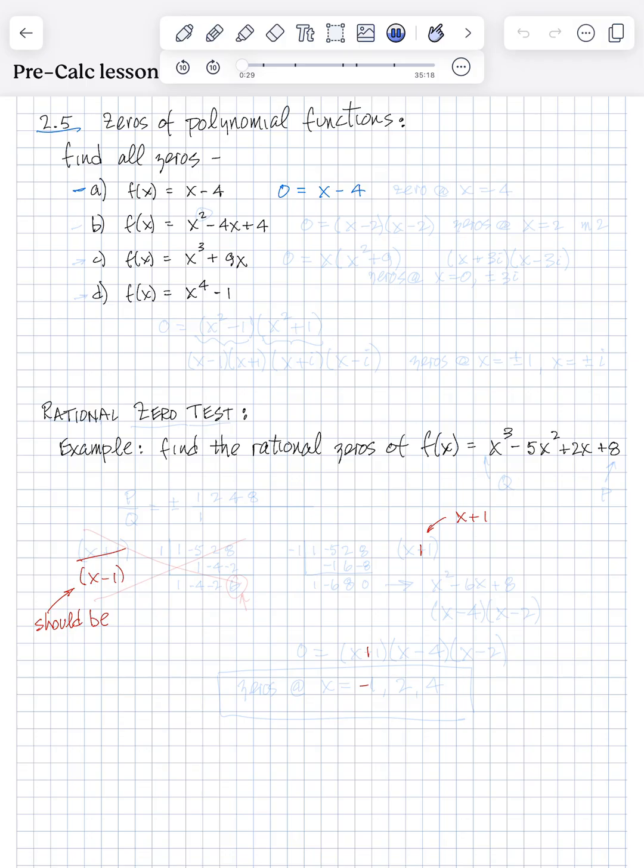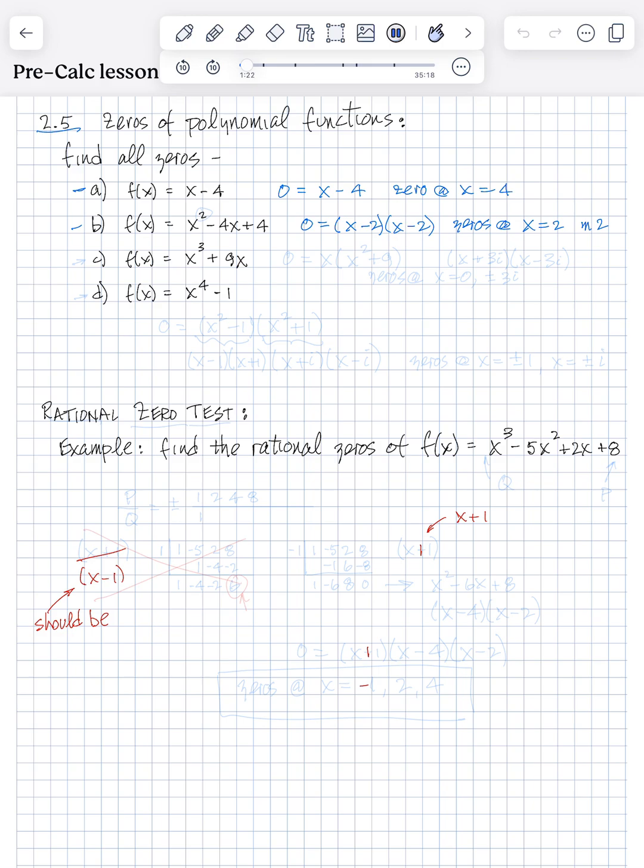We solve that, and we say that the zero is at x equals 4. Okay, next one. B. Set it equal to 0, and we're going to factor the x squared minus 4x plus 4. So 0 equals x minus 2 times x minus 2. And so the zeros are at x equals 2 and x equals 2, so there's two of them. But here we would say it has a multiplicity of 2.